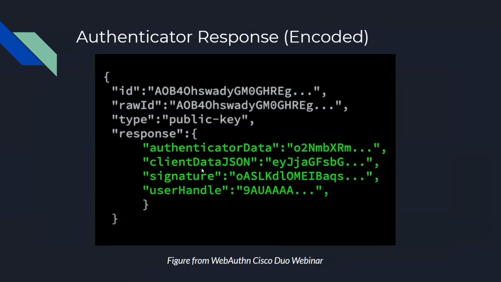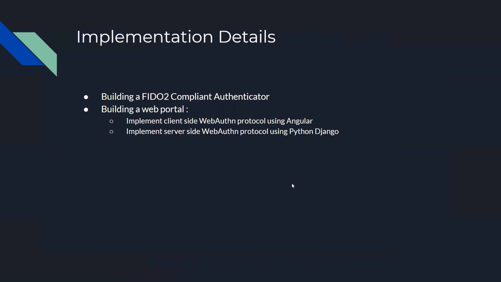And the authenticator responds with this. It is a similar data structure as we saw in the registration format, but the only difference is it also gives a signature that can be verified on the server side. So in order to implement this, I built two main components. First is building a FIDO2 compliant authenticator, that is actually building the security key. Second is building a web portal which implements both the client side and the server side code.